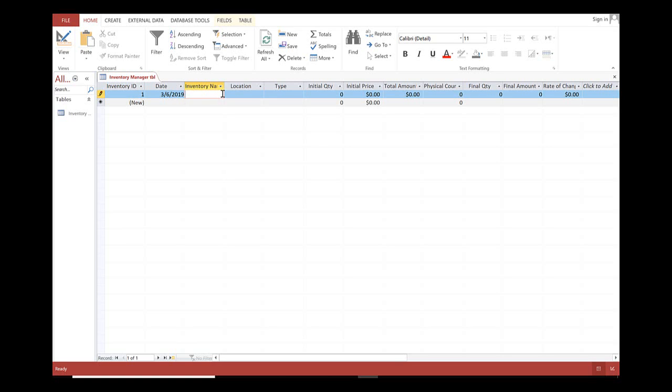Oh, say plasma TV, row 1 slot 1. That's the location, and it's a finished good. And we have 2, and it was $300, so it's $600, and the physical count as of today is 2.